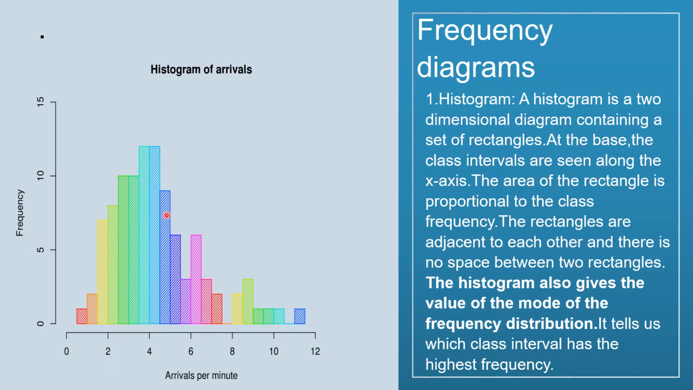Now, the histogram also gives us the value of the mode of the distribution. So the highest frequency would be the mode. And the histogram clearly gives us an indication of the mode of the frequency distribution. It tells us which class interval has the highest frequency.